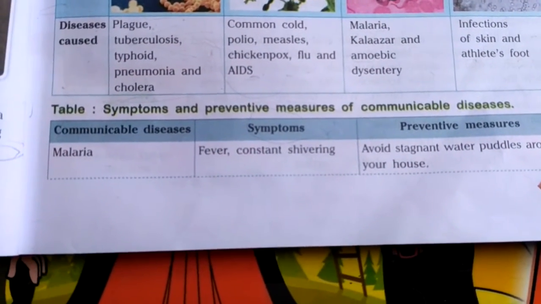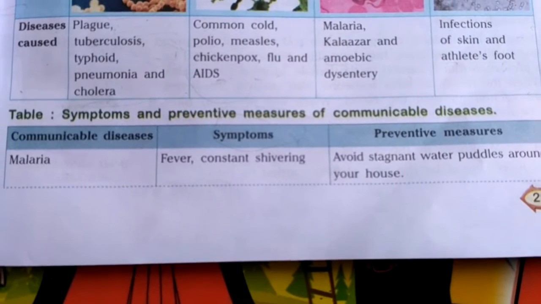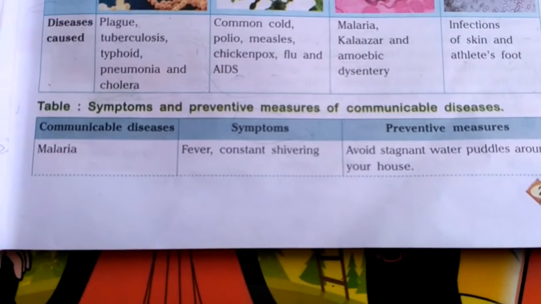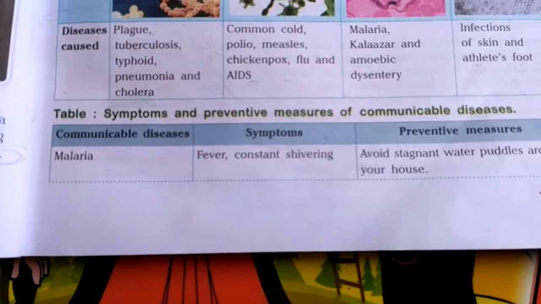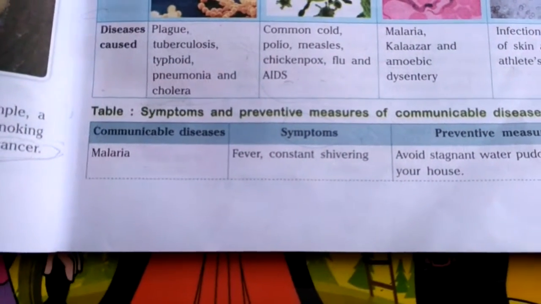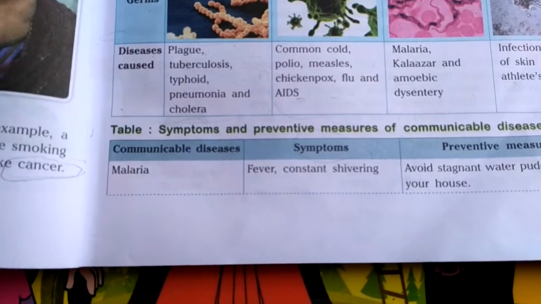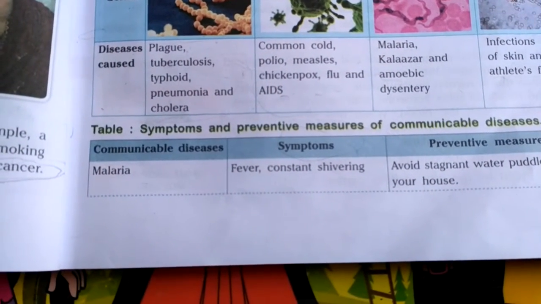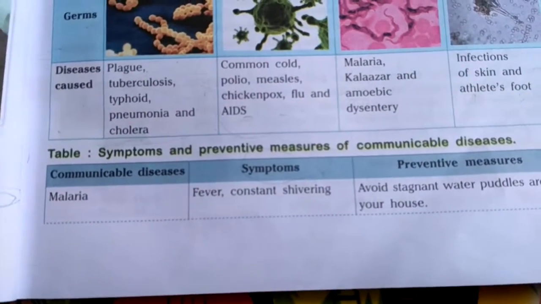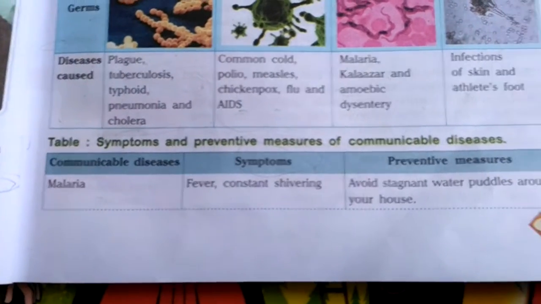So the first communicable disease is malaria. What are the symptoms? Fever, constant shivering. Yes, there will be fever, high temperature of your body, and constant shivering. Shivering, you understand? That is vibrations of your body. You feel very, very cold. That is called constant shivering, kapana. Along with fever, you will feel cold also. Your body will be shivering.